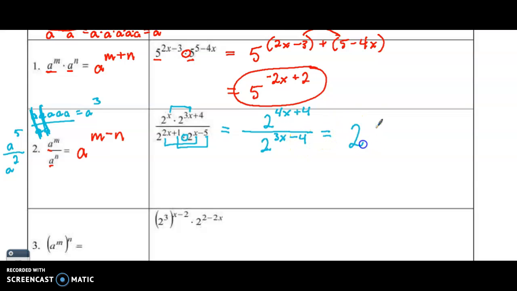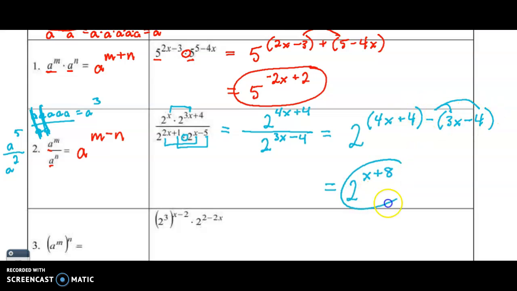So then what we can do is subtract our exponents because of the division. Now notice that I'm putting parentheses around all of this. Why? Because you need to distribute that minus into the problem. So 4x minus 3x is really 1x, and 4 minus negative 4 is really 4 plus 4. So we're looking at x plus 8.